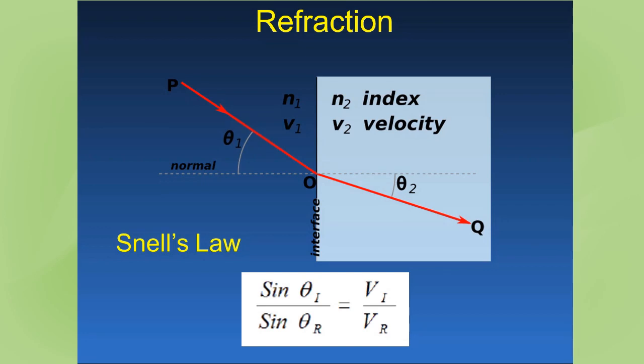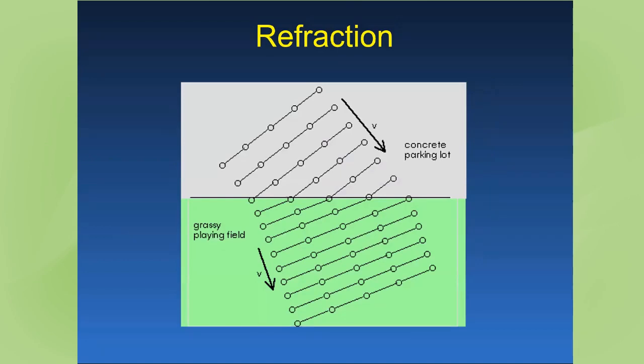Let's think about that in a more intuitive way. This is a really nice demonstration of a marching band marching down from the top on a concrete parking lot, hitting a grassy field, and then marching into the grassy field. Now, they're playing a tune with a set frequency, so the beat is set. The tempo is constant. The frequency is constant. So they're marching to the beat, and as they come down at a certain velocity, they hit the grassy playing field. Well, walking in grass, the velocity decreases. They're walking much more slowly.